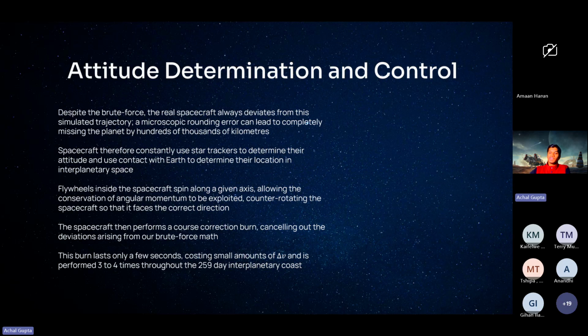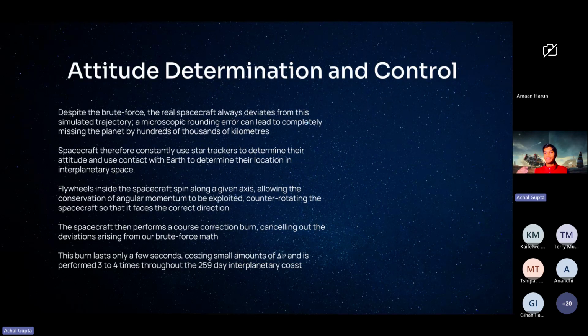So the way we fix this is make course correction burns. So maybe halfway through our travel, we'll look at where we are and where we thought we'd be, and then use that, recalculate, and then decide how much we want to course correct by. But that leads to a problem.